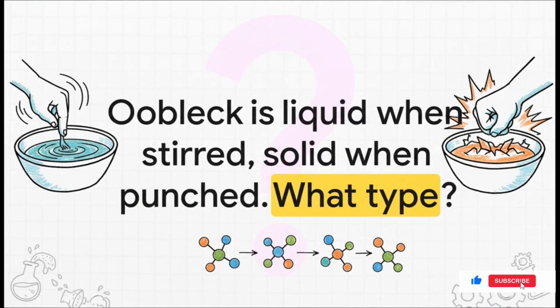All right, let's end with a quick concept check just to lock all this in. Based on everything we've just covered, think about this classic experiment, a mixture of cornstarch and water. It feels totally liquid when you stir it slowly, but it becomes hard as a rock if you punch it. So, which type of fluid is it? I'll give you a second to think about it.